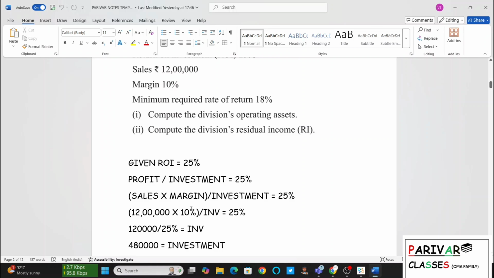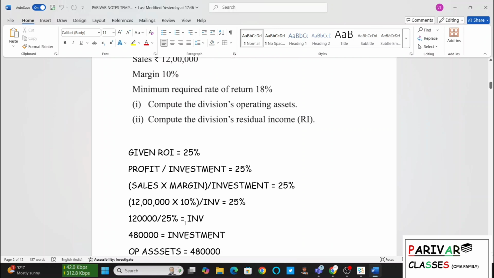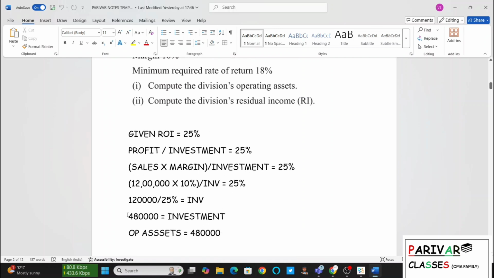Sales 12 lakhs, margin 10 percentage. 1 lakh 20,000 divided by 25% is equal to investment. Just juxtaposing the formula, shifting 25% to the left side and investment to the right side. Multiply becomes division, division becomes multiply. That is how we got this 4 lakh 80,000 as investment value. I think you understand up to here.